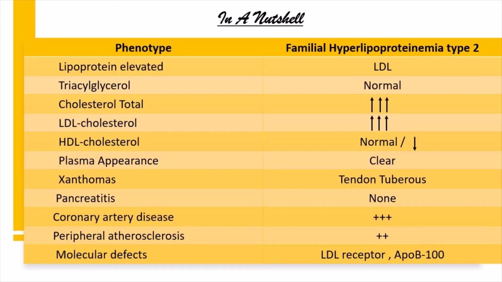In a nutshell, you must remember LDL will be raised in familial hyperlipoproteinemia type 2. Triacylglycerol will be normal. Total cholesterol and LDL cholesterol will be very high. HDL cholesterol can be normal. Plasma appearance will be clear. Xanthomas will be of the tendon and tuberous type. Pancreatitis is not seen here. It is rather seen in familial hyperlipoproteinemia type 1. Coronary artery disease is a very prominent feature in these people, and peripheral atherosclerosis can also be seen. The molecular defect is LDL receptor or ApoB100.